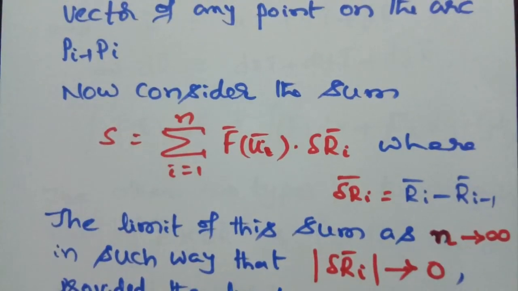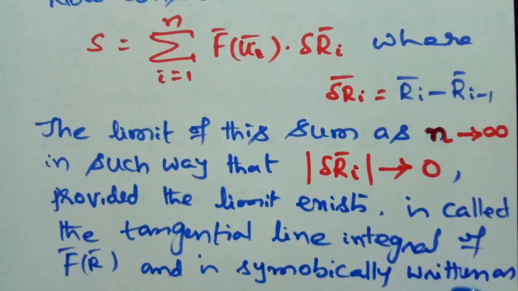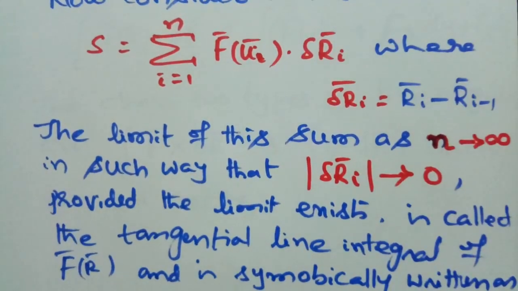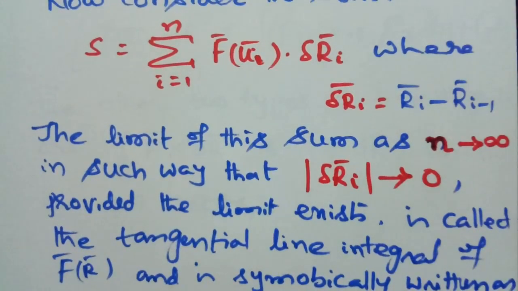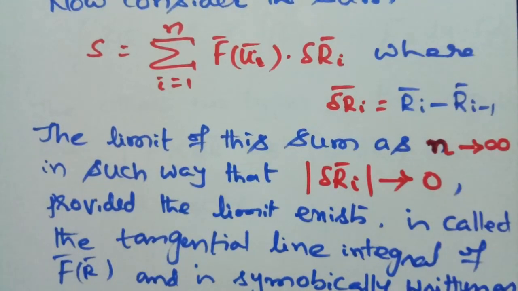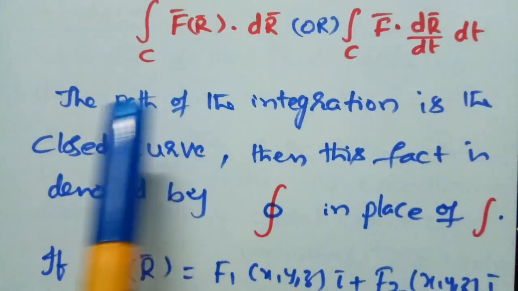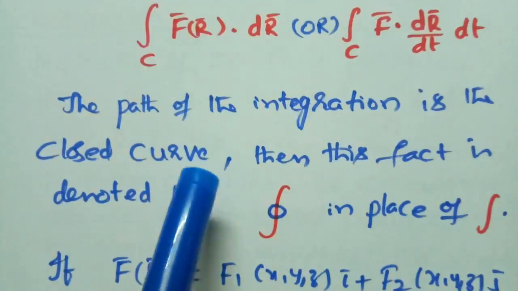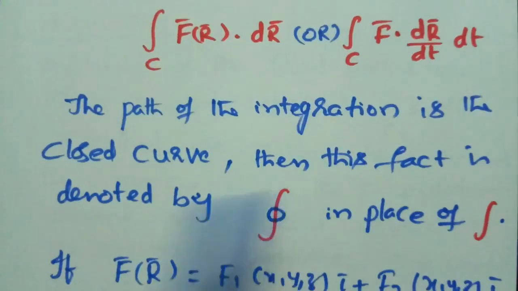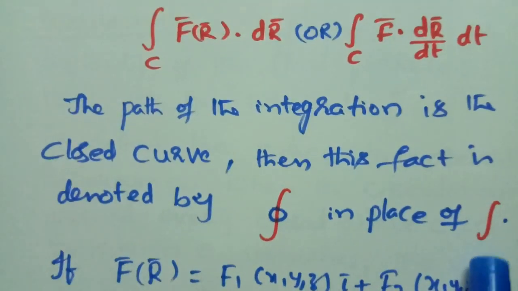This limit is called the tangential line integral of f of r, and is symbolically written as integral over c of f bar dot dr bar, or integral over c of f bar dot dr bar by dt into dt. This is denoted by this symbol. If the path of integration is a closed curve, then it is denoted by the integral symbol with a circle on it, in place of the simple integral.